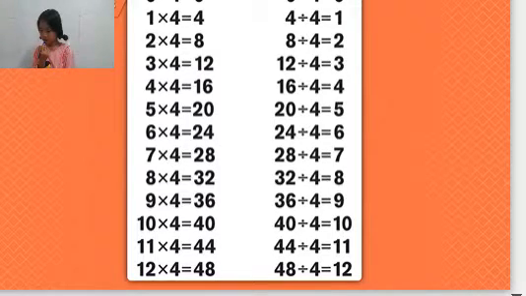4 divided by 4 equals 1. 8 divided by 4 equals 2. 12 divided by 4 equals 3. 16 divided by 4 equals 4. 20 divided by 4 equals 5. 24 divided by 4 equals 6. 28 divided by 4 equals 7.